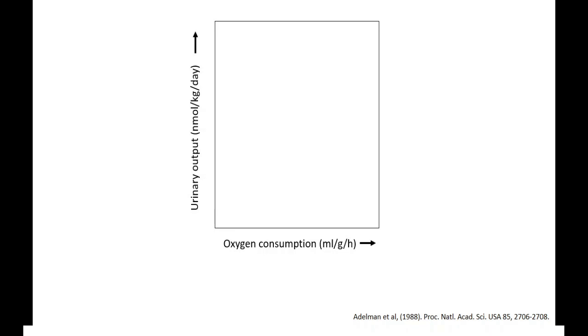Now here is the simplified representation of the data based on the urinary output of thymine glycol. The results on the basis of urinary output of thymidine glycol are similar in trend, and one can look into their article. The details of the article are mentioned in the bottom of the slide. Look at the mice. They have a higher rate of oxygen consumption and also higher urinary output of thymine glycol. Look at the humans. They have a lower rate of oxygen consumption and lower urinary output of thymine glycol.